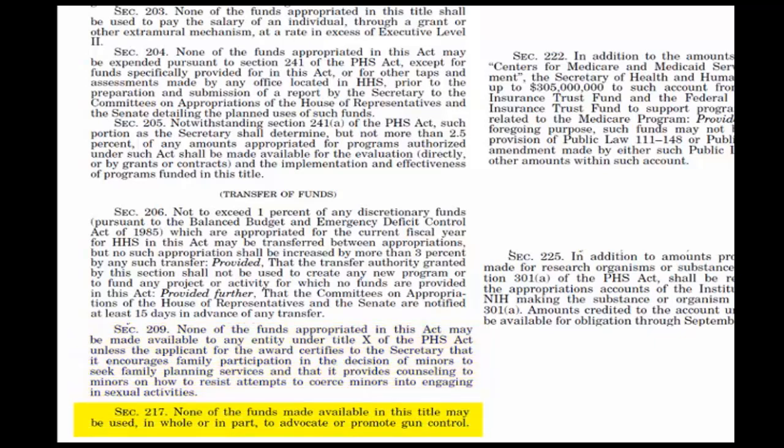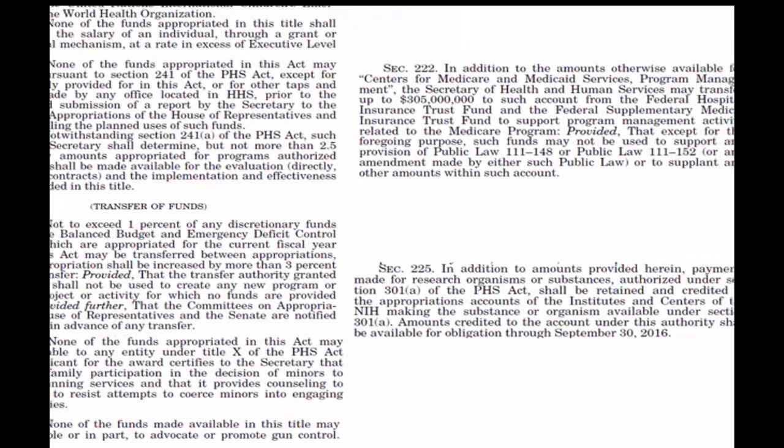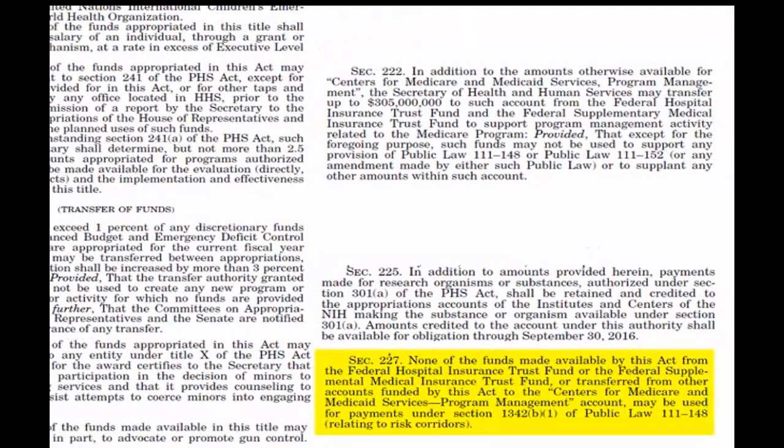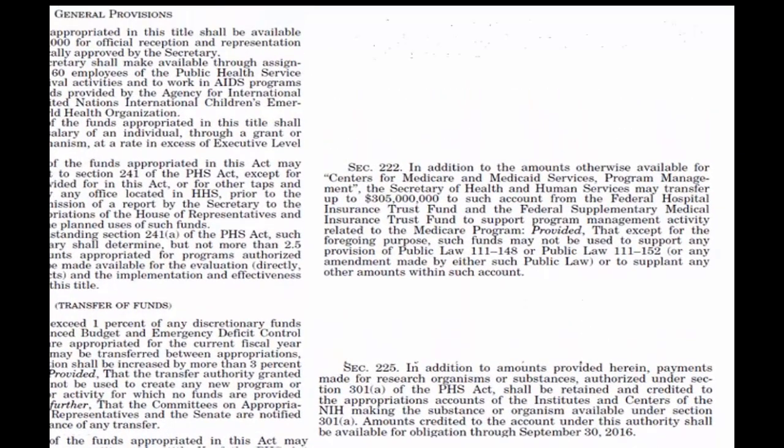Section 217 prohibits funding for promoting gun control. Section 227 prohibits using any funding to pay for funds owed under the Risk Corridor Program authorized by the Affordable Care Act. The remaining types of provisions do a variety of things.